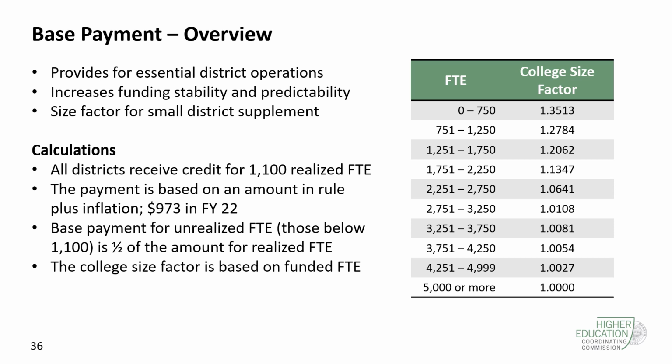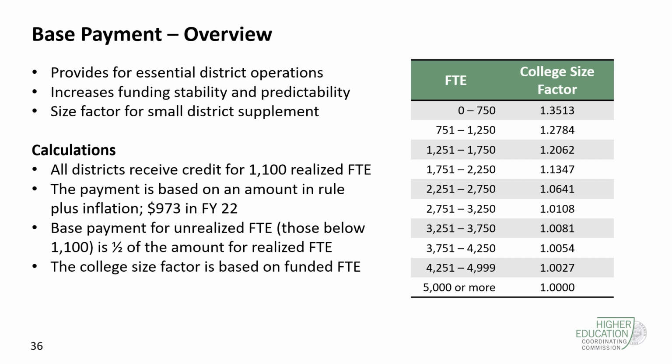It increases stability and predictability for the institution, and a size factor is used essentially to provide a small district supplement. And so all districts receive credit for 1,100 what are called realized FTE. The payment is based on an amount in rule plus inflation. So right now, that is $973 per full-time student equivalent.